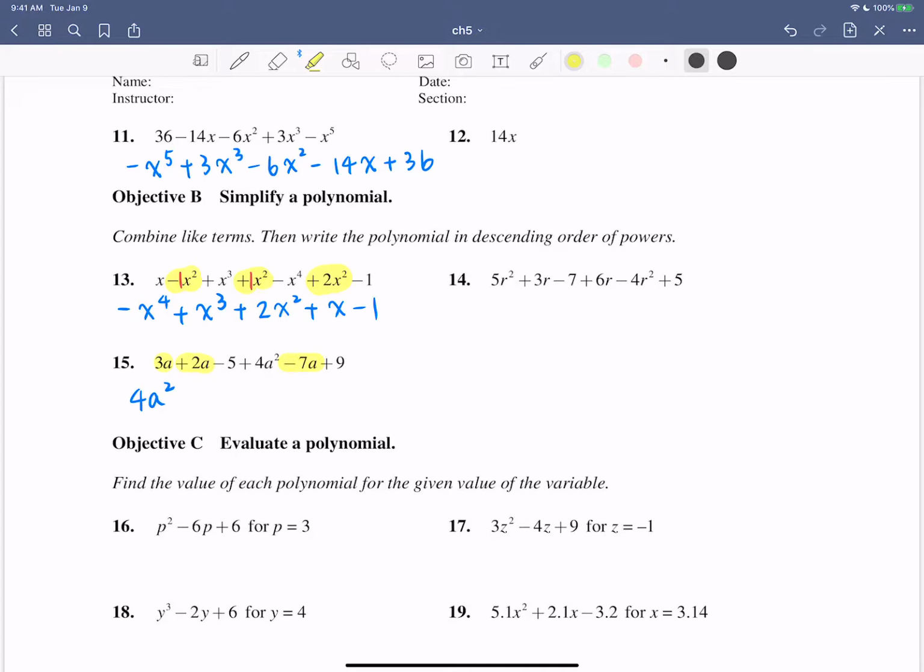Alright, let's combine these three. 3 plus 2, that's 5. 5 plus 5 minus 7, that's -2, followed by the 1st degree variable a. And then we have two constant terms, -5 and +9. Let's combine these two. We obtain +4.